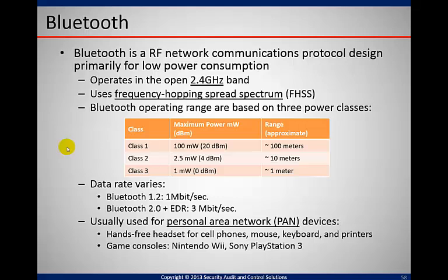Now, as you can see here, data rates vary quite a bit. We have Bluetooth version 1.2 at 1 megabit per second, and Bluetooth version 2 runs at 3 megabits per second. It is usually used for personal area networks, such as PAN devices, hands-free headsets for your cell phones, mouse, keyboards, and so on, game consoles. So it's more for a personal environment.